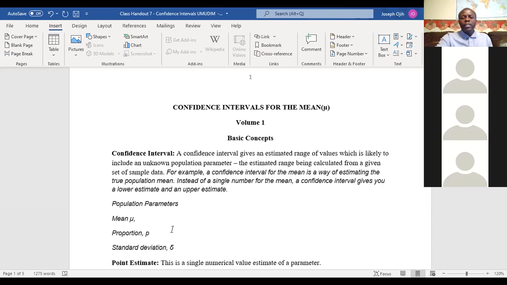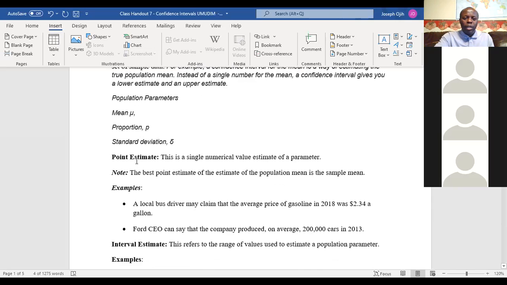So a confidence interval is the estimated range of values that will contain this population parameter. You can use it to estimate these parameters for the population. For example, the confidence interval for the mean is a way of estimating the true mean. Instead of using a single number, we use a range. So now, let's start with this concept, point estimate.